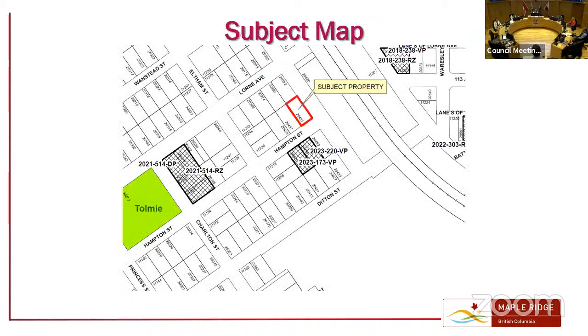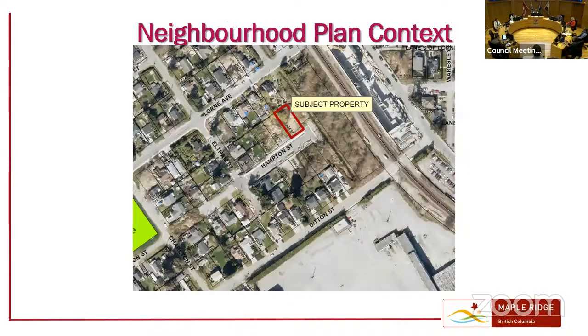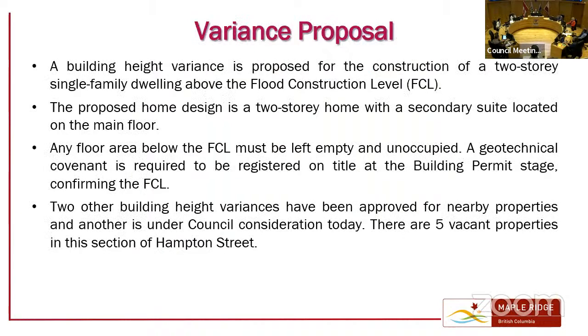This is the lot shown at the end of Hampton Street, just southwest of the CPR railway, separated by one lot. This is the aerial photo showing the vacant lot and the street, 2023 orthophoto. And as noted, there's a building height variance proposed for the construction of a two-story single-family dwelling above the flood construction level, which is, by the way, 6.7 meters. The proposed home design is 2 stories with a secondary suite located on the main floor.